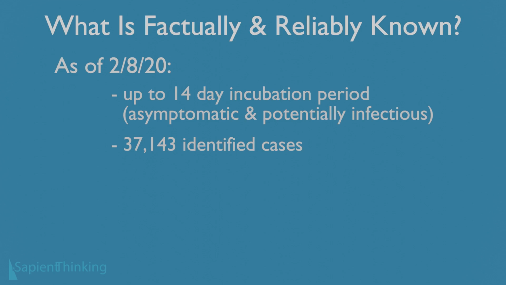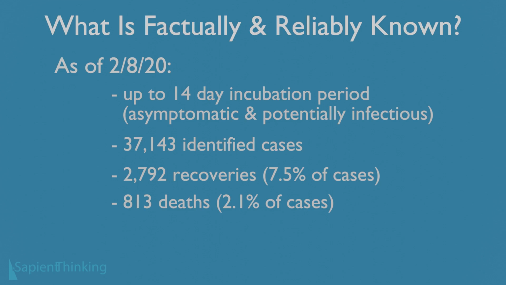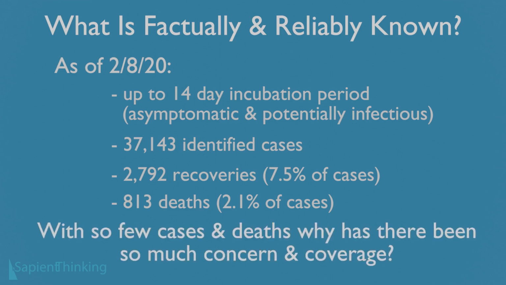37,143 cases had been identified and 2,792 recoveries had occurred, which accounted for 7.5% of identified cases. And 813 deaths had occurred, which accounted for 2.1% of identified cases. So with so few cases and deaths, why was there so much concern and coverage of COVID-19?